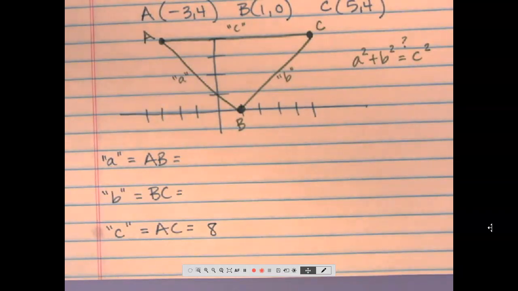All right, who had my A segment? What did you get for the length of AB? Anybody? I got 4 square root of 5. 4 square root of 5. Okay. Any others?